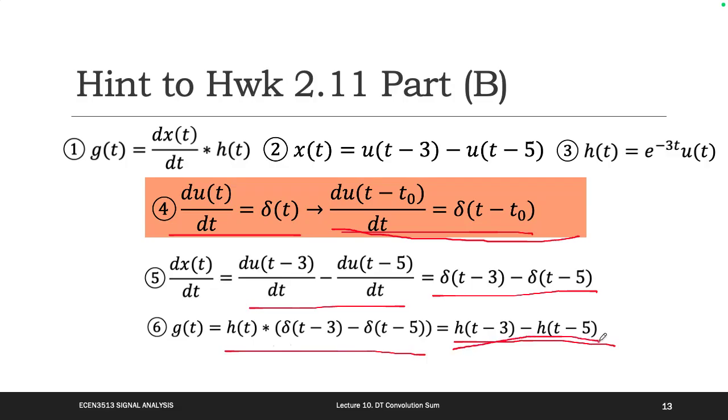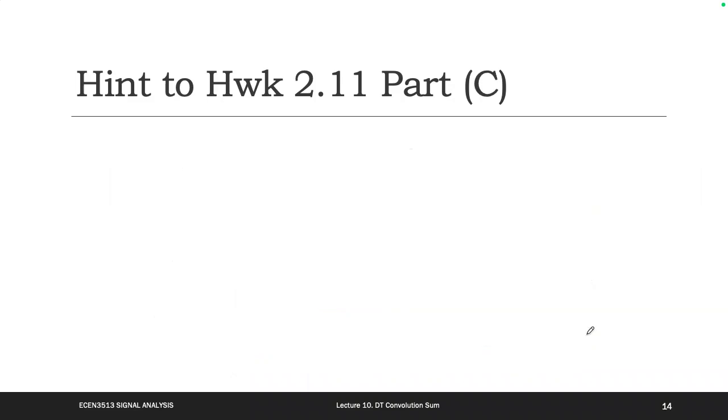Finally get this one, am I right? That makes sense to you? Yeah, here we have h(t), am I right? So we can easily get h(t-3) and h(t-5). That makes sense to you? Yeah. Okay, and then let's talk about part C.